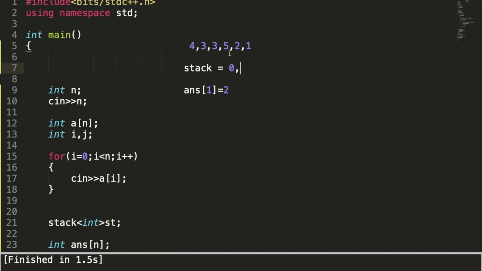Fine. Now, is 3 greater than 4? No. Is 3 less than 4? Yes, it is. So what I am going to do, 3 is less than 4, so it will not pop, since we are keeping the stack in the decreasing form. So here it will come 2.